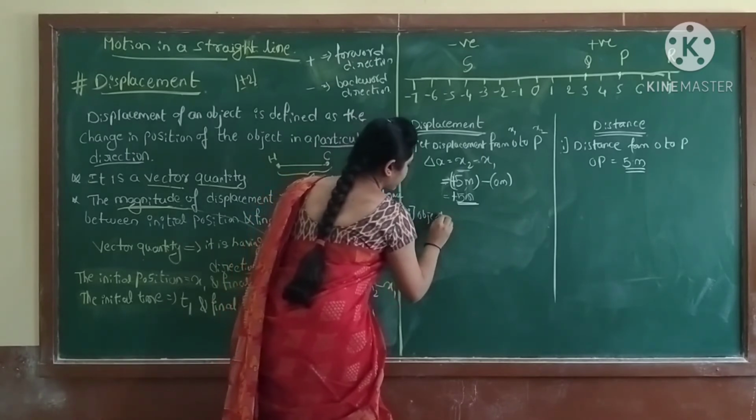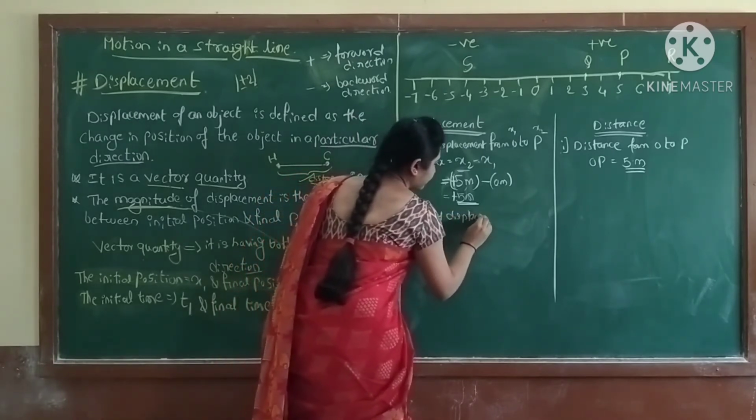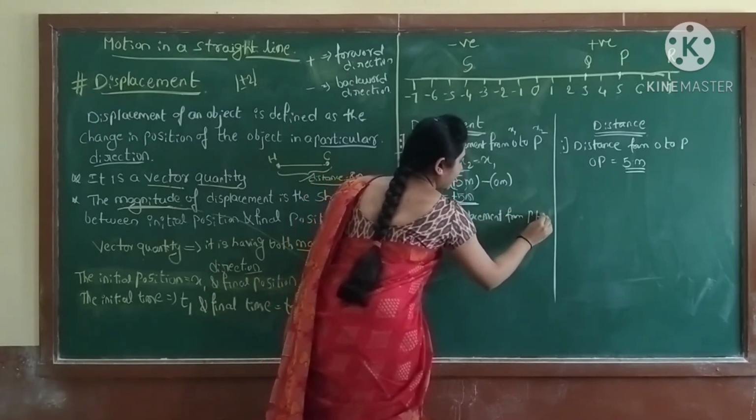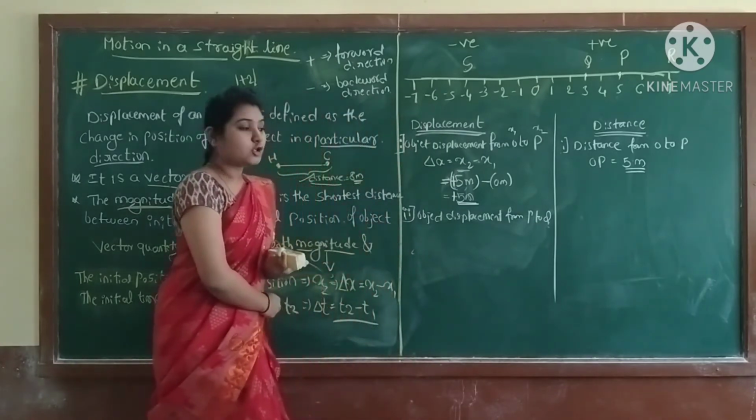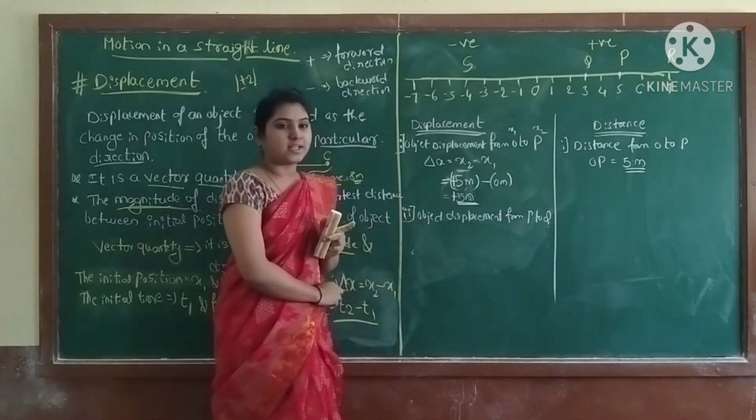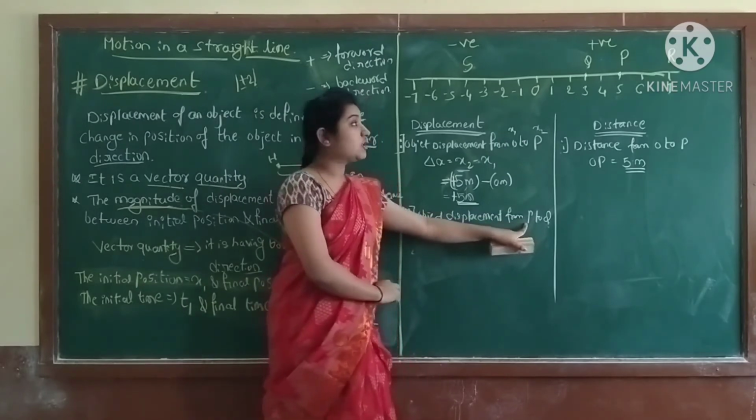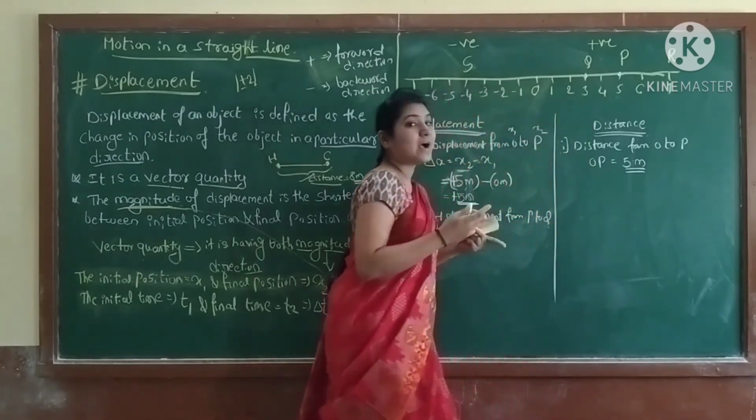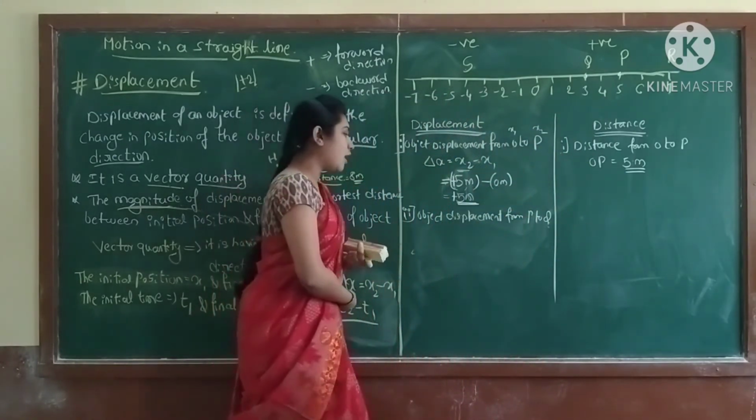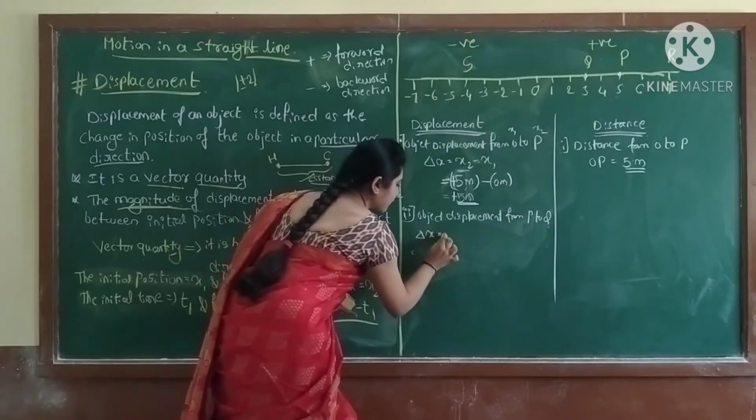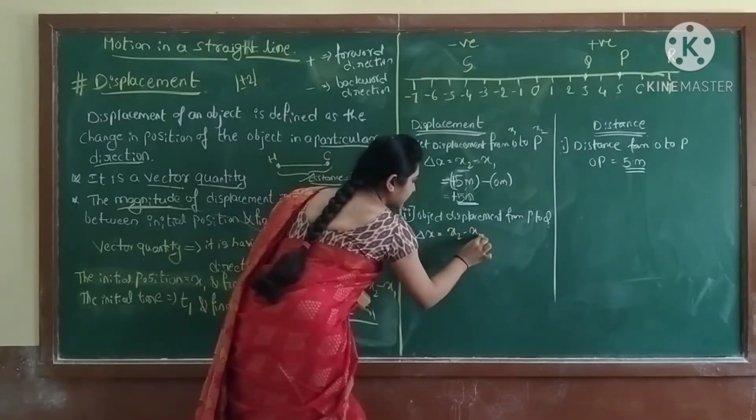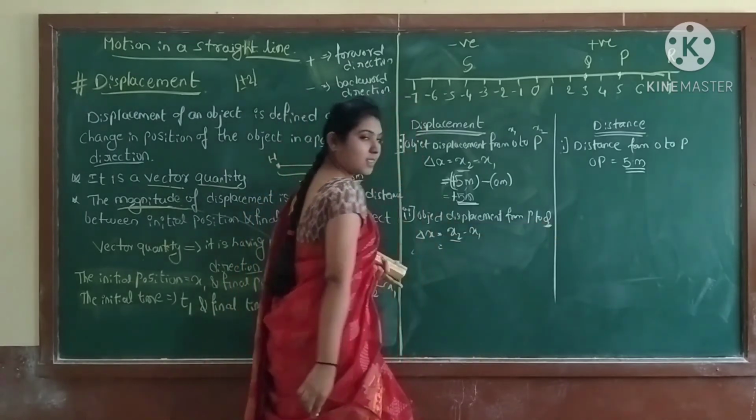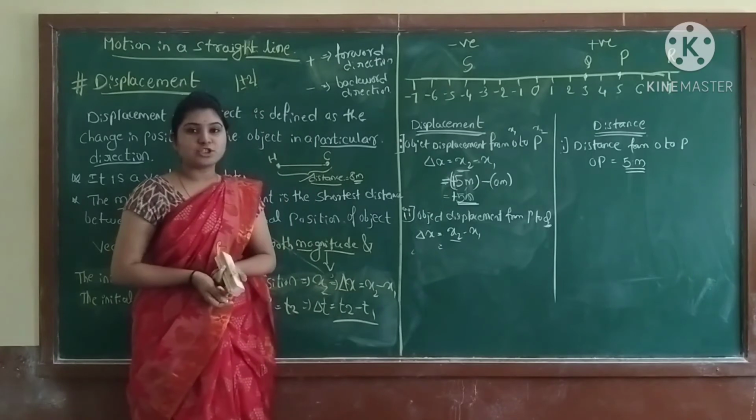Just consider the second one. Object displacement from P to Q. Yes, so now we are moving from P to Q. So P is the initial position. You have read here, initial position, and this Q is the final position. Yes, so how will you do? Delta x is equal to x2 minus x1. So x2 means final position. Which one is that? Q. Yes, Q is the final position.